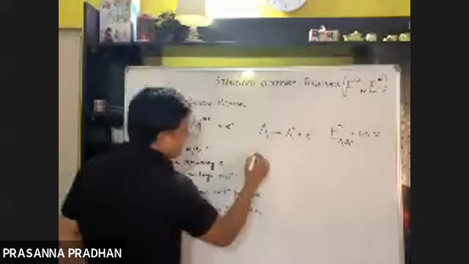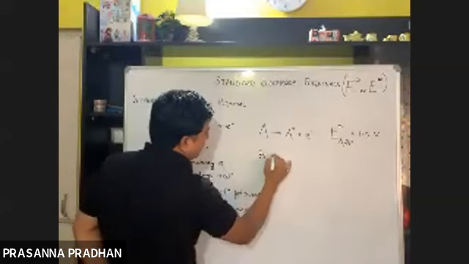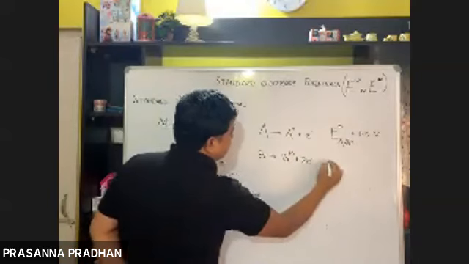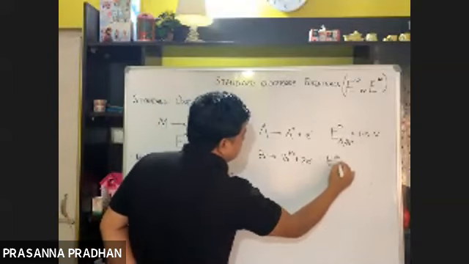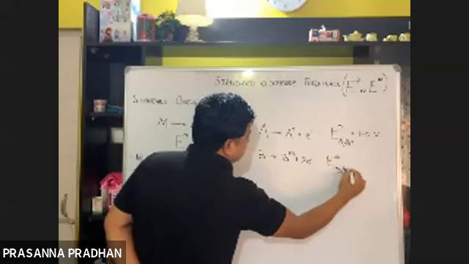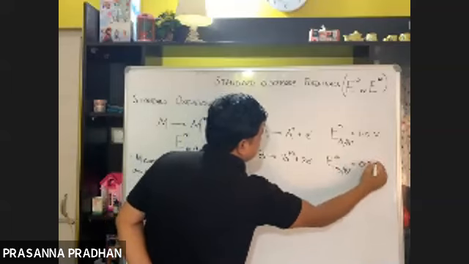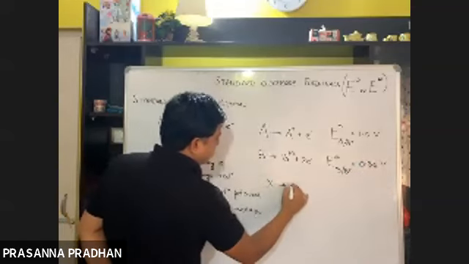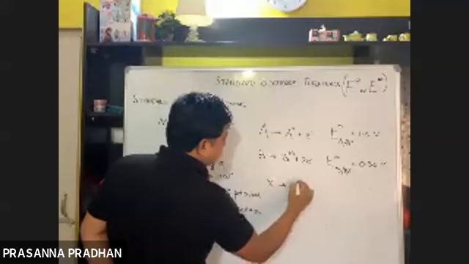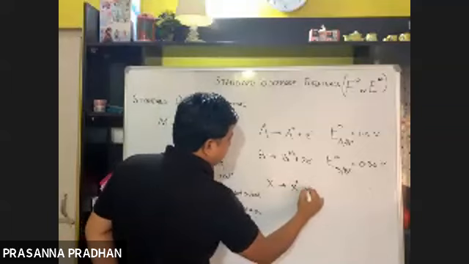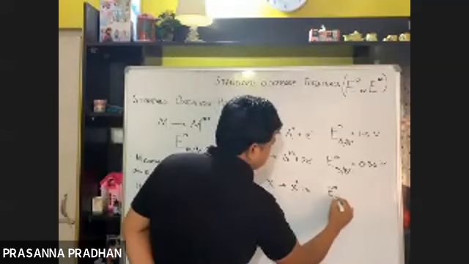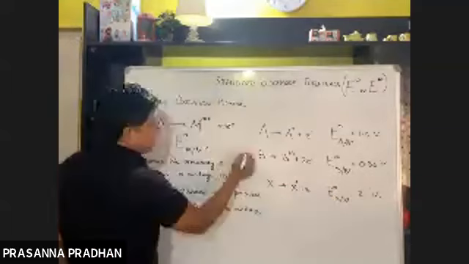Then I have another electrode B. It undergoes oxidation by losing 2 electrons. So what is the symbol of oxidation potential? B undergoing oxidation to B dipositive. Suppose its value is 0.36 volt. And I have X, undergoing oxidation to X positive by losing an electron. Suppose its value is 2.1 volt.